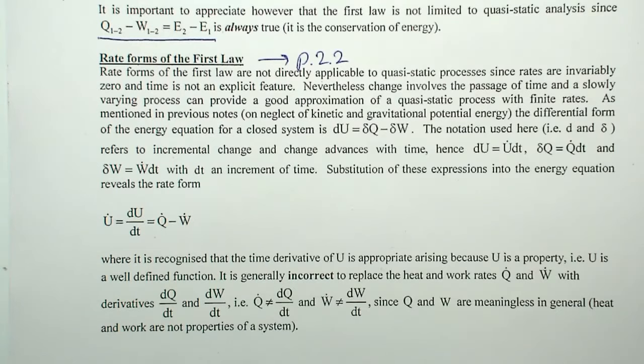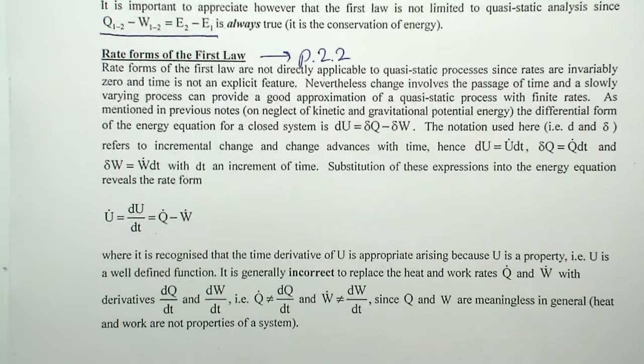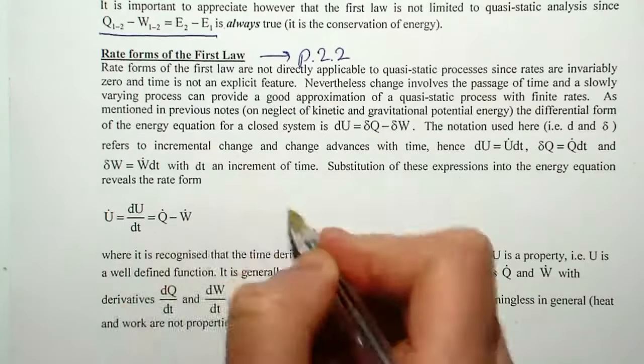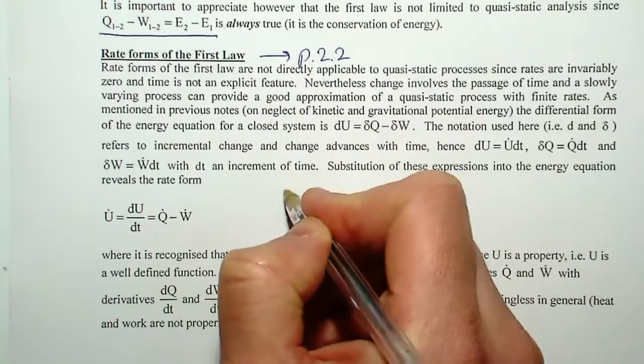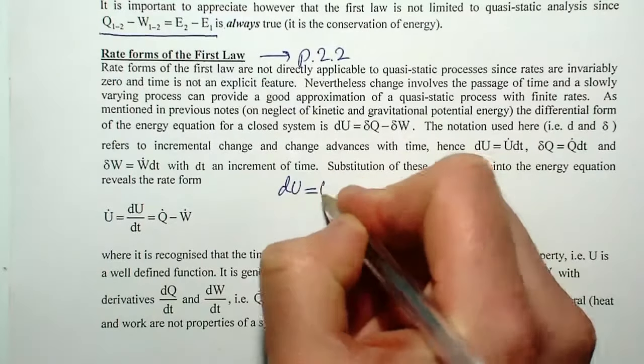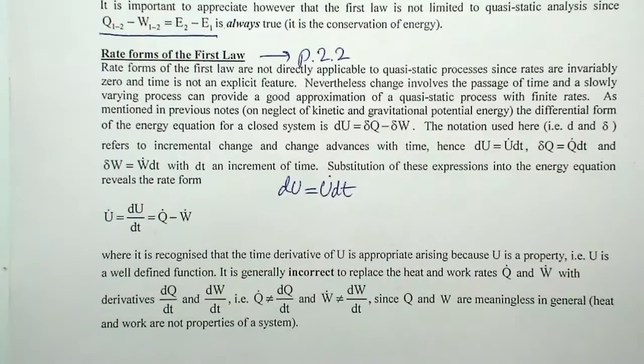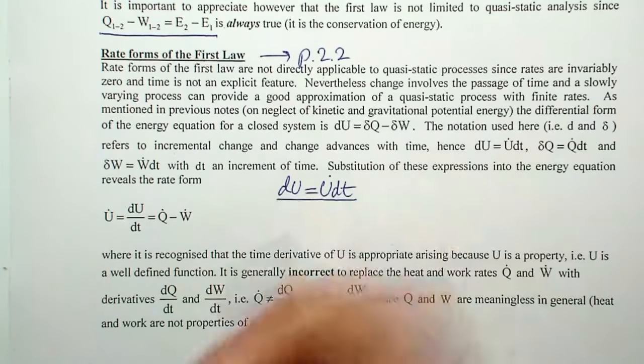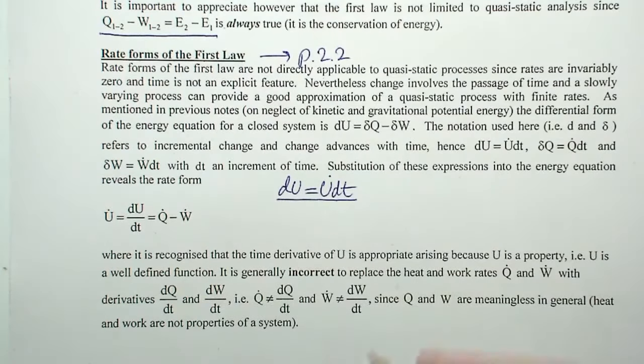The reason why we have d for a property, and delta for non-properties such as W and Q, is that in reality, I can write dU as U dot dt, where U dot, or any quantity in thermodynamics with a dot, represents the rate form with respect to time. That is true, and it's true for any other property as well.